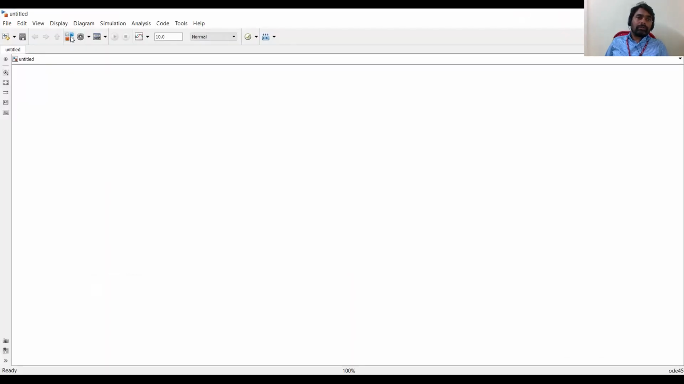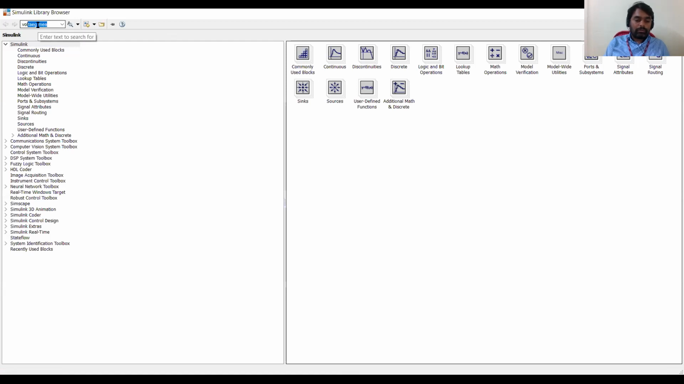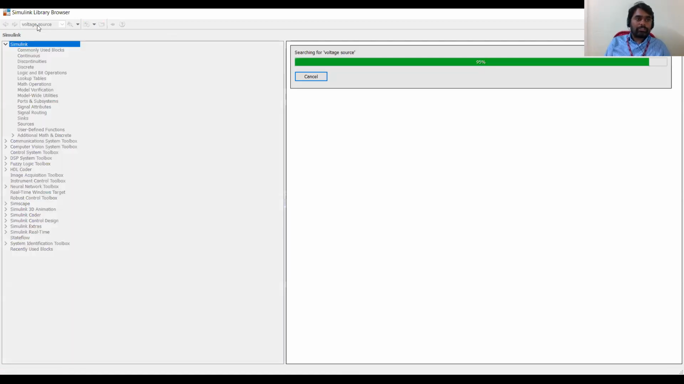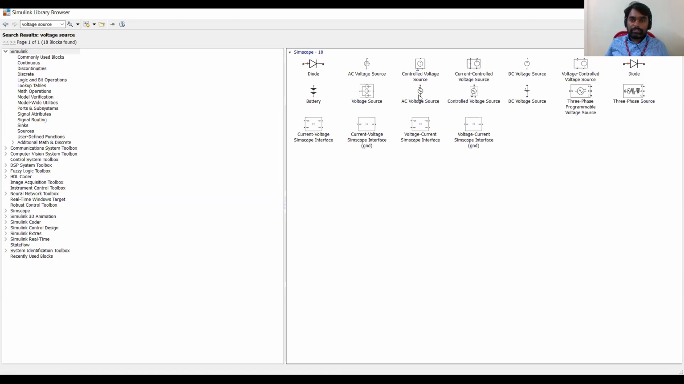Now you can see the library browser here. If I click on this library browser, I will get one more window where you can search the required elements. This is the library browser. Here first I will go for the input side onwards. I need a voltage source, which is an AC voltage source. Please keep adding these elements to the new untitled page.